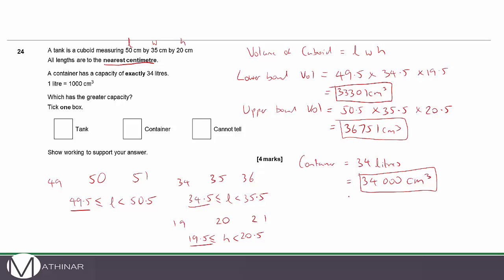So which has a greater capacity? Right, so does the tank have a greater capacity, which is between here and here? Possibly, because that's 36,000 compared to 34,000, so possibly. Does the container have a larger capacity? Well, the container is fixed at 34,000 and the volume of the tank could be that, so it could be the container, and for that reason we have to choose cannot tell, because in some situations it could be the tank and for some it could be the container, therefore we can conclude we cannot tell.